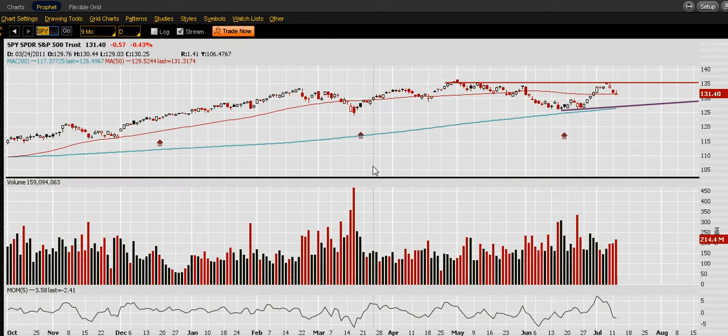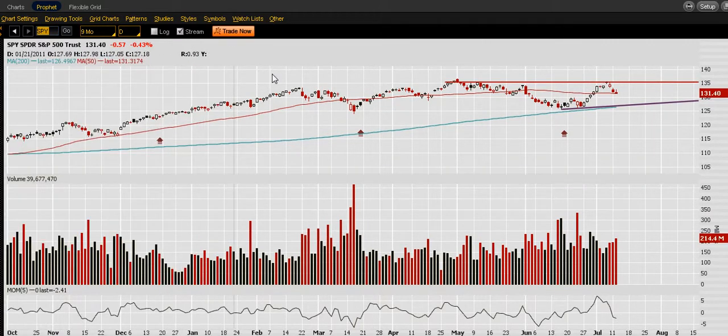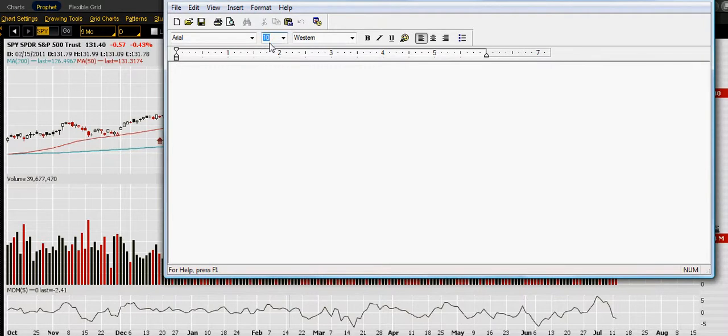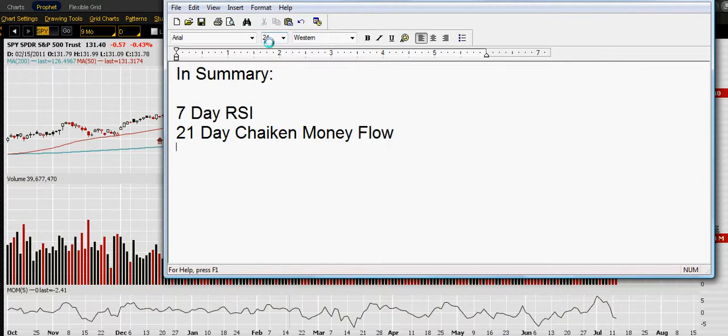Like I said, I'll write this down, bring up my handy dandy WordPad. Okay, in summary, 7-day relative strength index, I use the 21-day money flow index, 5-day momentum, and finally the 10-day slow stochastic.